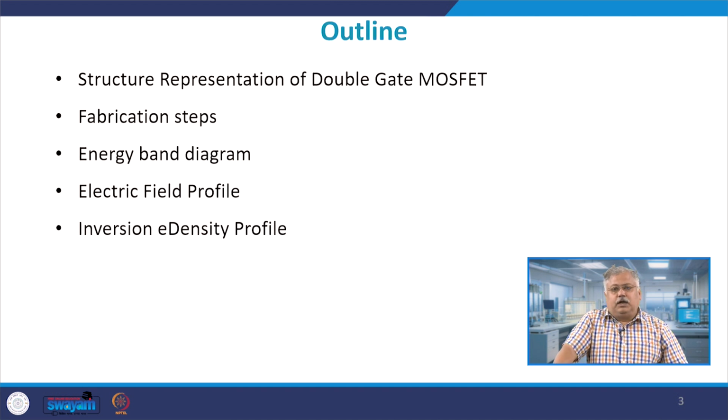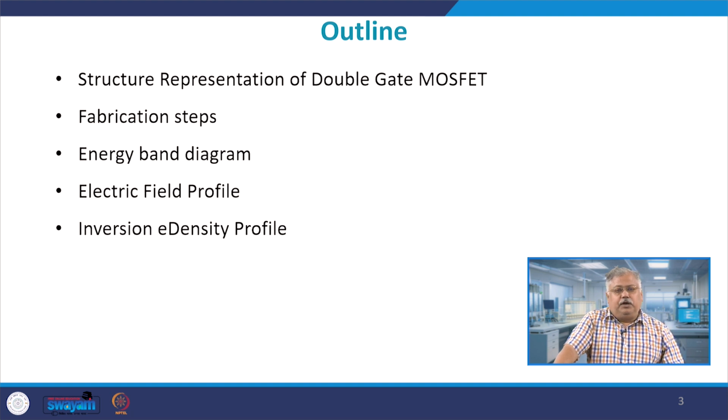Let us first understand what a double gate MOSFET is, and how it structurally looks. Then we will break it down into the various fabrication steps through which these double gate MOSFETs are fabricated. We will look into the energy band diagram, electric field profile, and then the inversion electron density profile. So, we will look into all these factors as far as double gate MOSFETs are concerned.